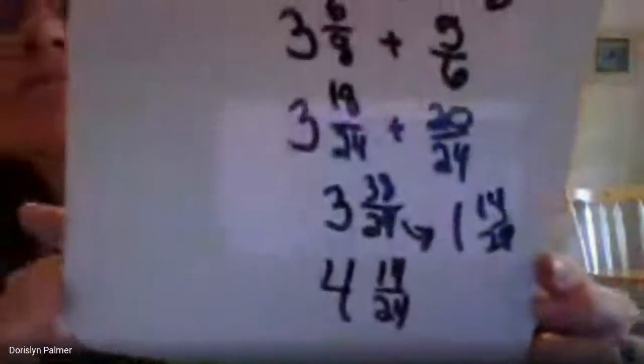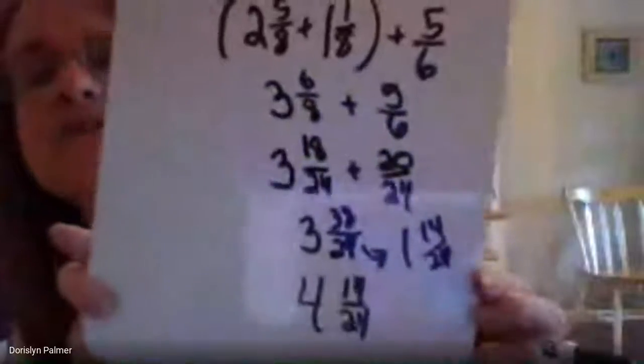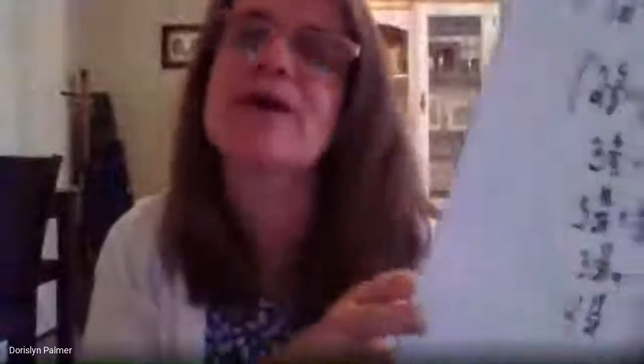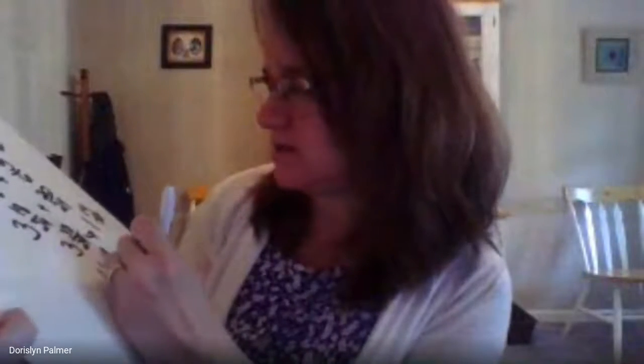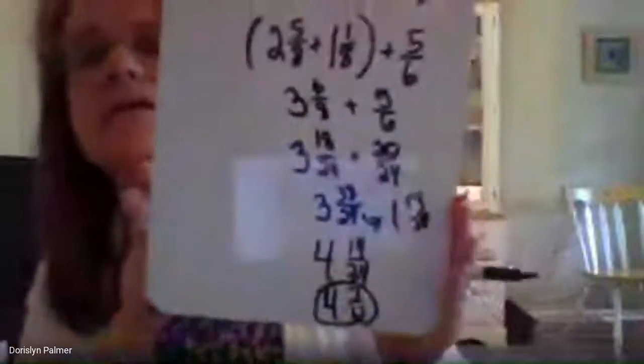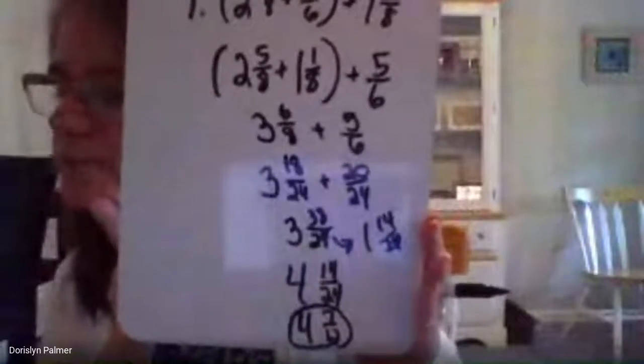Okay, now 38/24, that's an improper fraction. So 38/24 is the same thing as 1 and 14/24. So I really have 4 and 14/24. I have that as my final answer. Should I leave it like that? No, because we never leave fractions if they're not in simplest form. So I'm just going to reduce that to 4 and 7/12. Okay, that is not a hard math problem, but we have a lot of steps.